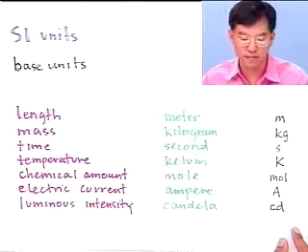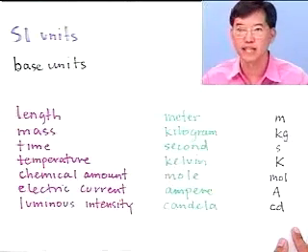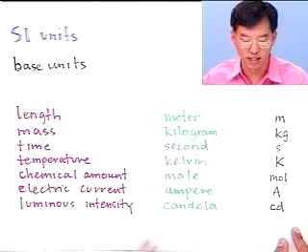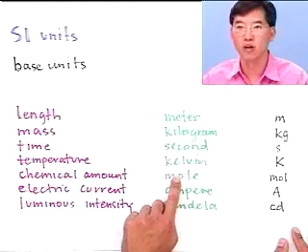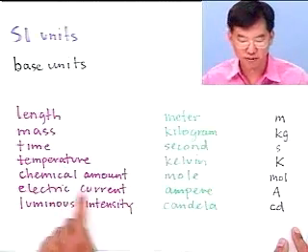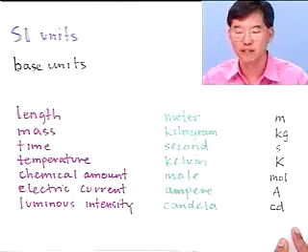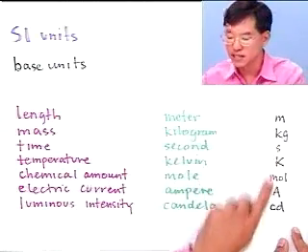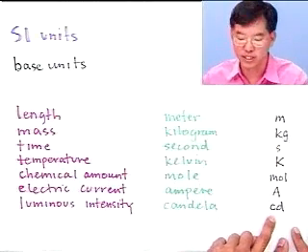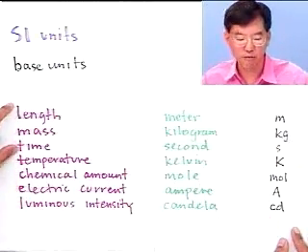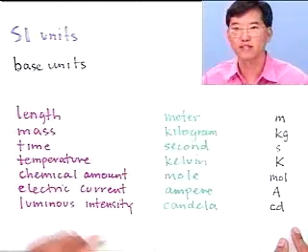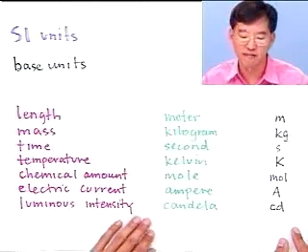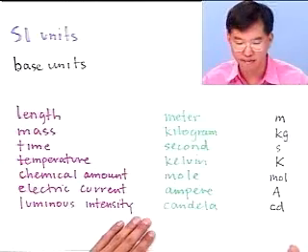Time is the second, you know that. Temperature is the Kelvin, and you're unfamiliar with the Kelvin at this point. Chemical amount is the mole, and you're unfamiliar with the mole. Electric current is the ampere, something you've probably heard before, and luminous intensity is the candela, and these quantities have these abbreviations here. Right now, you're probably only familiar with length, mass, and time, and that's fine. We'll clarify all these other things for you later on.